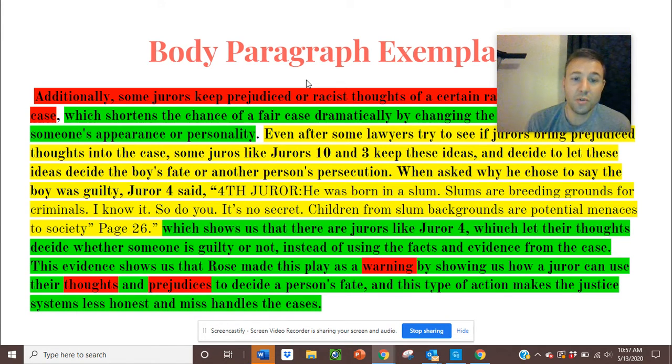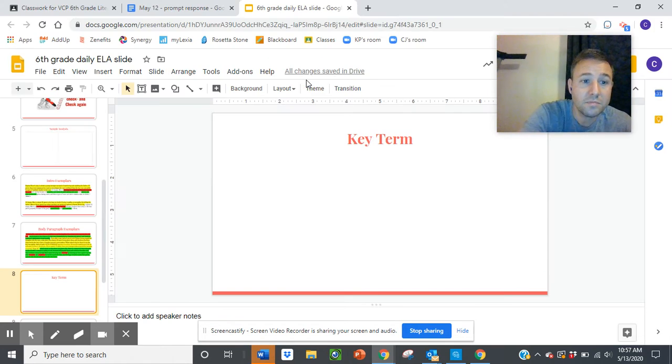This evidence shows us that Rose made this play as a warning, by showing us the juror can use their thoughts and prejudice to decide a person's fate, and this type of action makes the justice system less honest and mishandles the case. Good work, Israel. All right, guys.